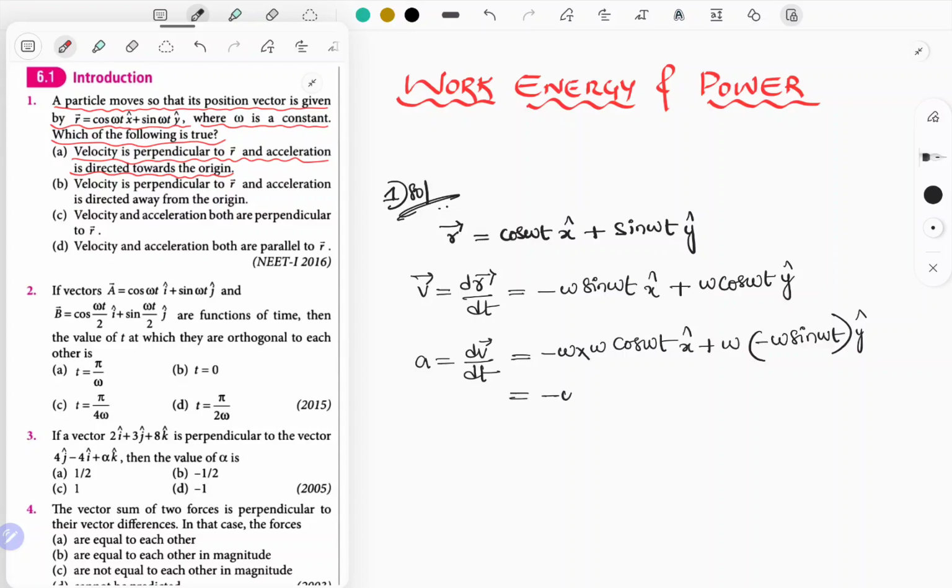From this you can take minus omega square common, then I can replace it with cos omega t x cap plus sin omega t y cap. Is it looking like a position vector? Yes, it is.